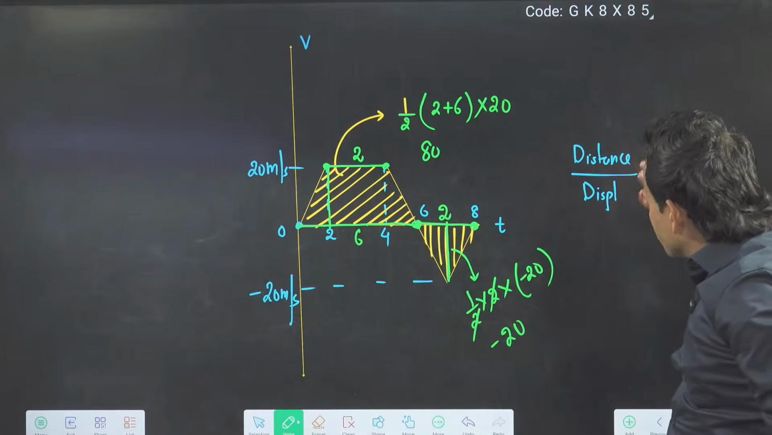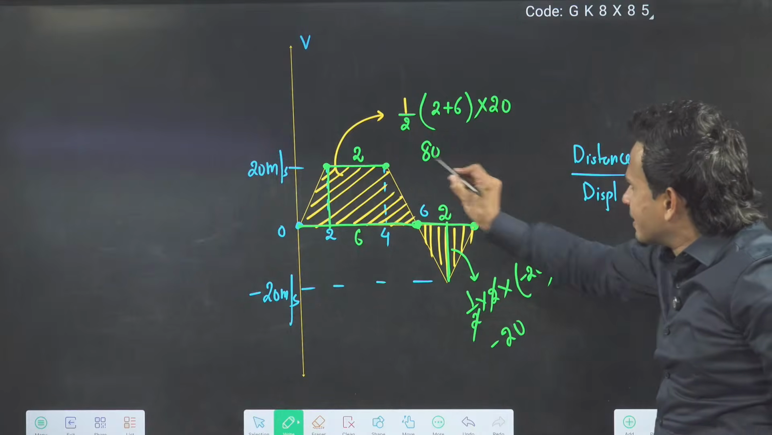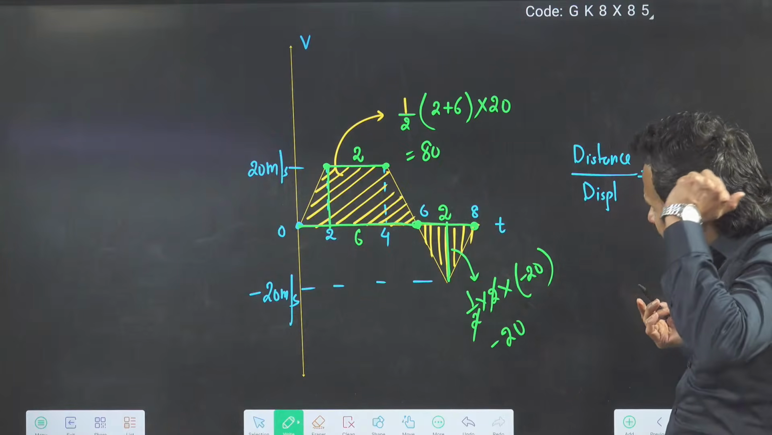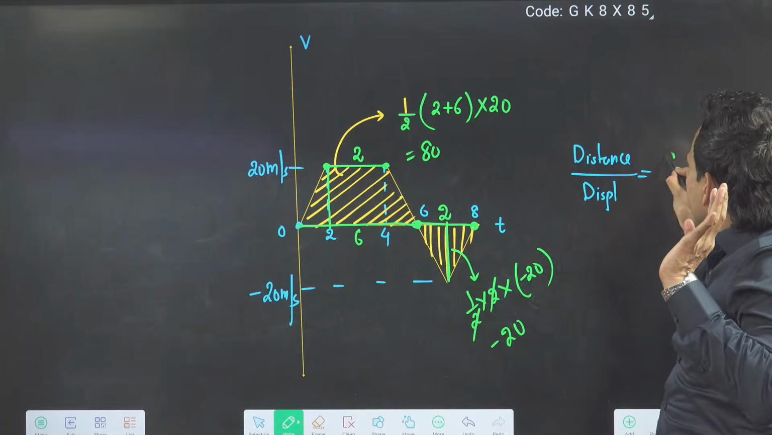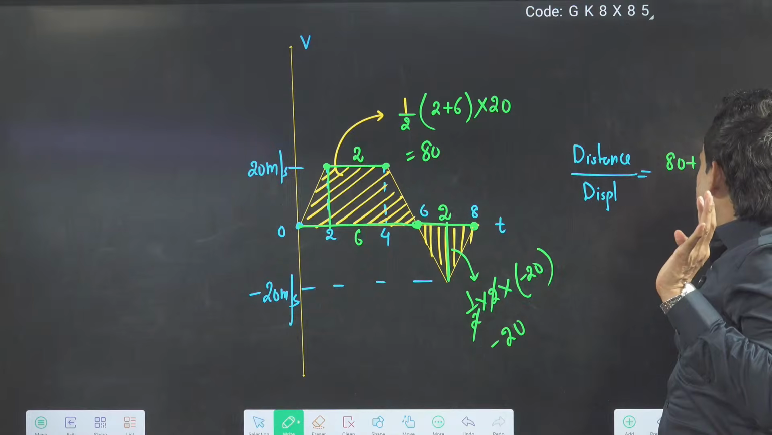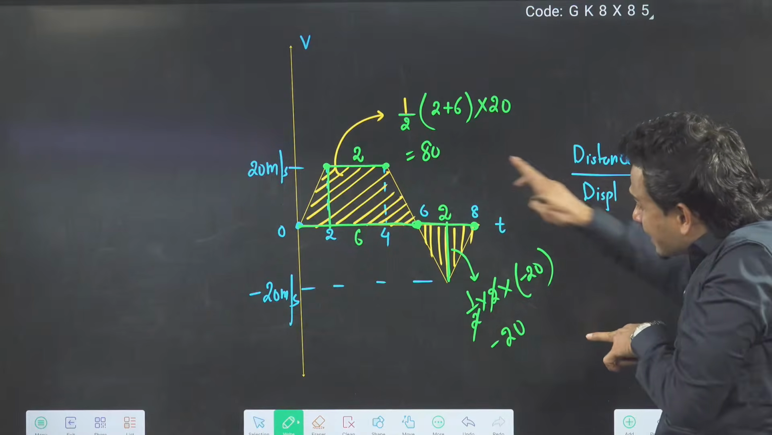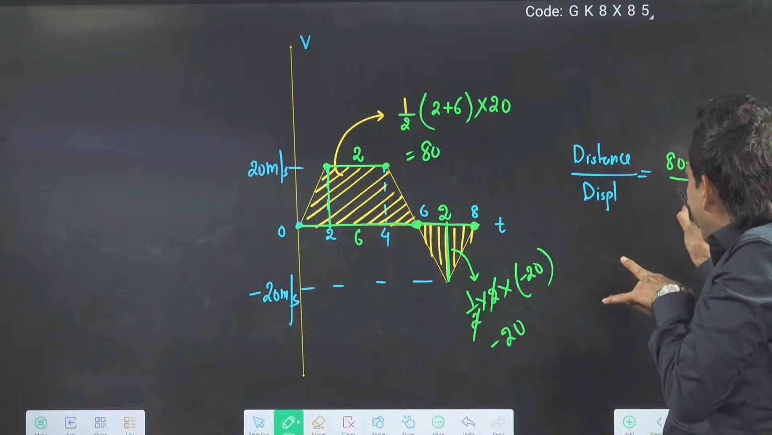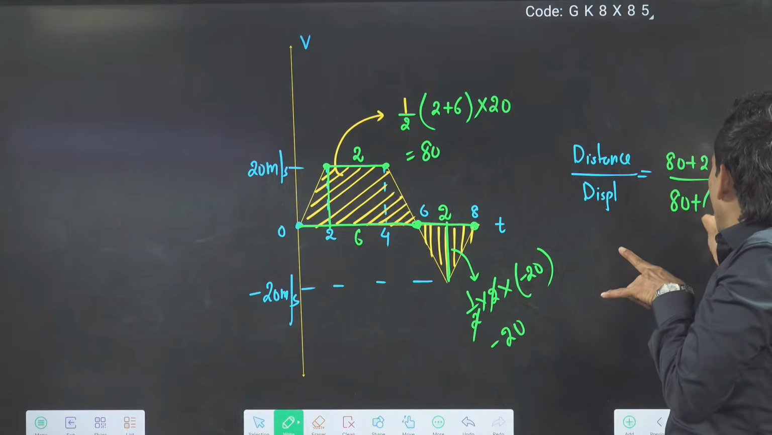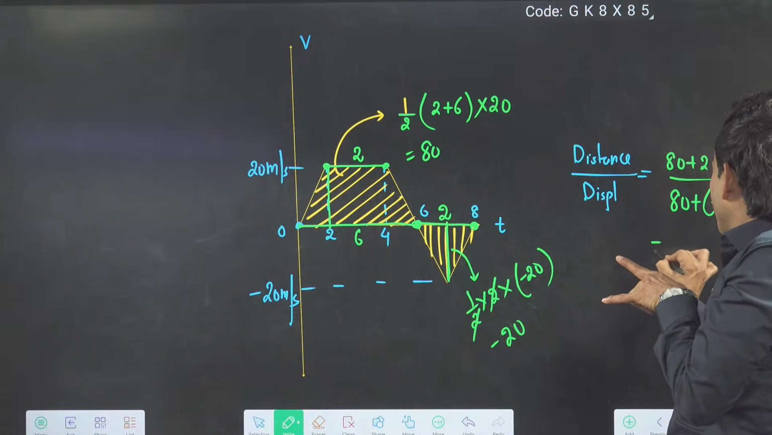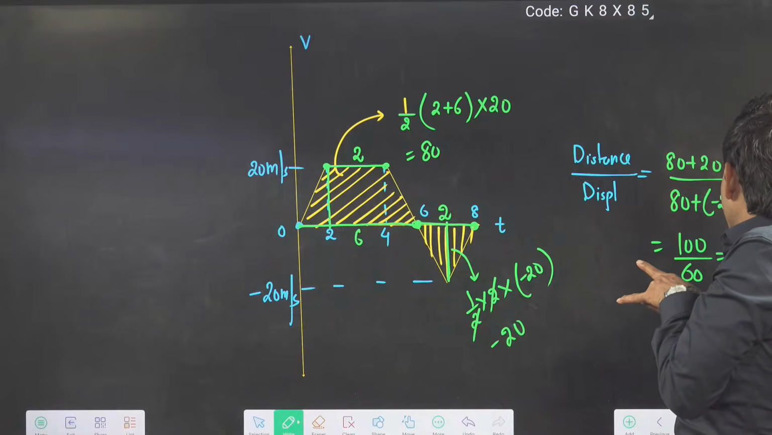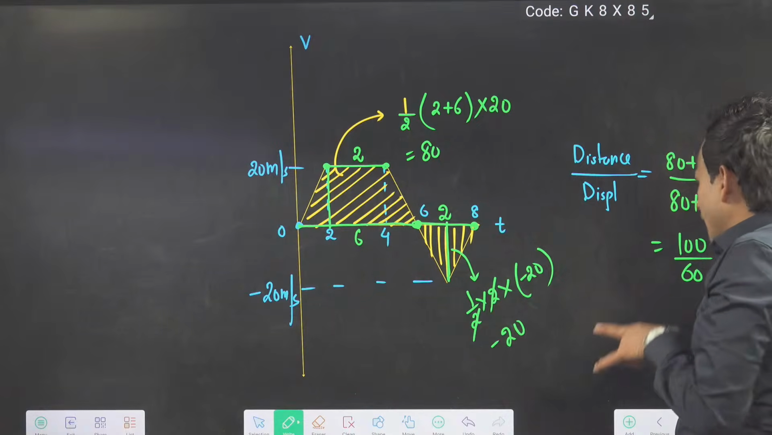Now, if anyone asks me distance, whatever area comes for distance, every area is positive. So 80 plus 20. For displacement, above the x-axis is positive and below the x-axis is negative, which already came 80 plus of minus 20. So I think everyone got 100 by 60. That will come 5 by 3. Is it okay?